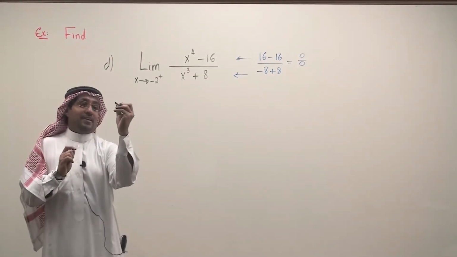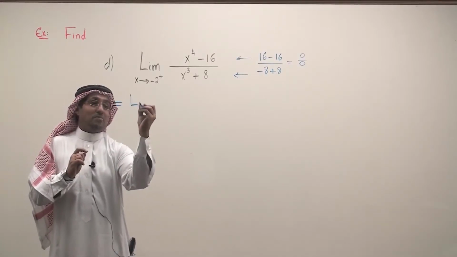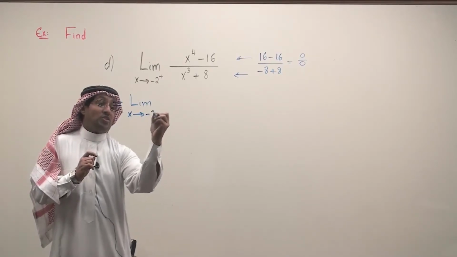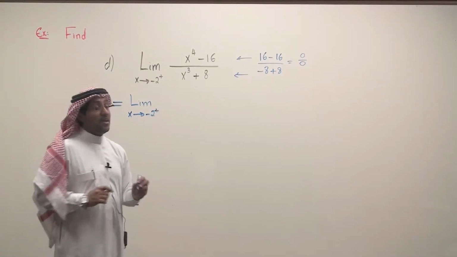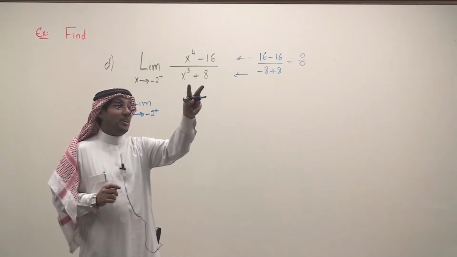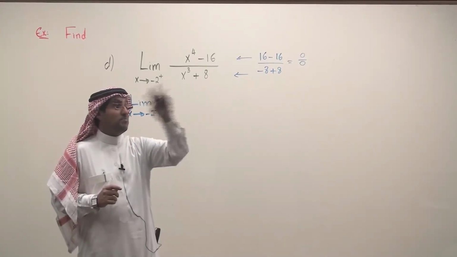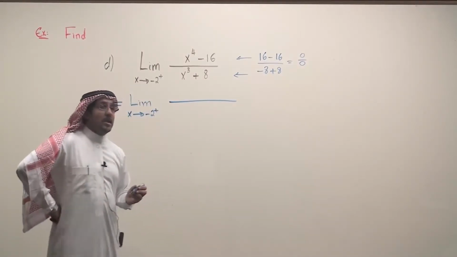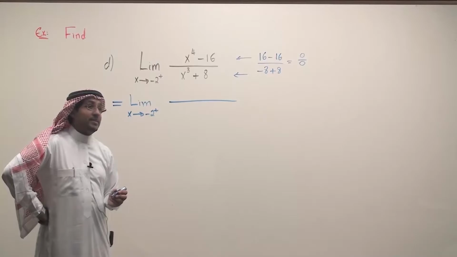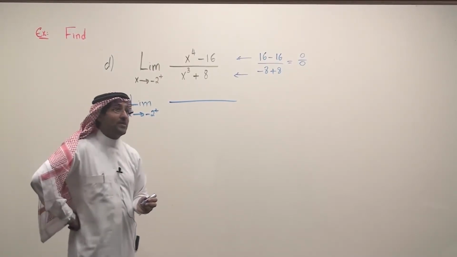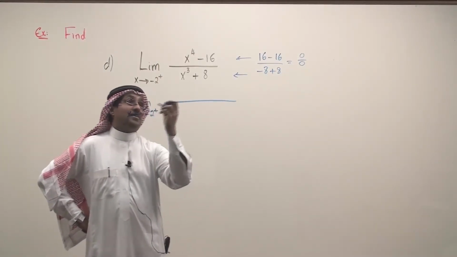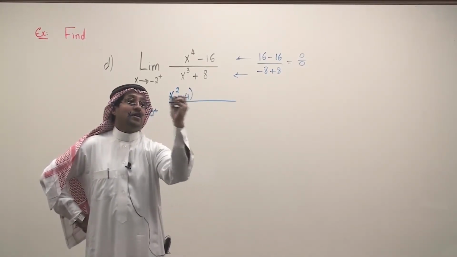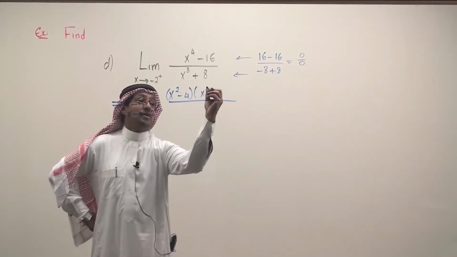Well, as we said earlier, we try to do something, multiplying by conjugates, using some identities, whatever, that lets this situation of having 0 in the denominator go away. So let's see. x to the power 4 minus 16. This is a difference between two squares, isn't it? So it's going to be x squared minus 4 times x squared plus 4.